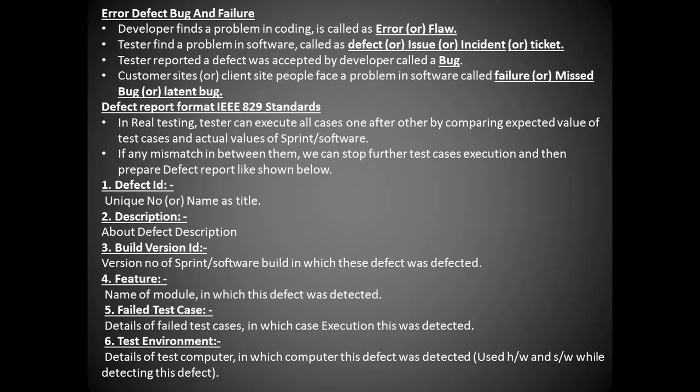Defect report from IEEE 829 standards. In real testing, testers can execute all cases one after the other by comparing expected values of test cases and actual values of the sprint or the software. If there is any mismatch between them, we stop further test case execution and prepare the defect report as shown below. First one is the defect ID, then the description of that defect, build version ID, feature, failure test case, and test environment.